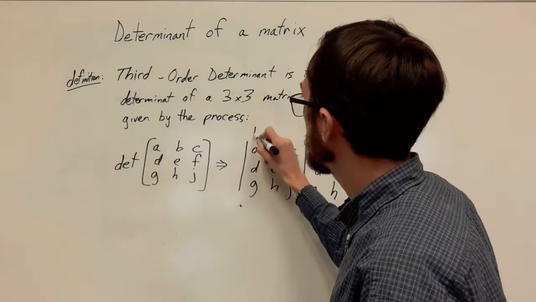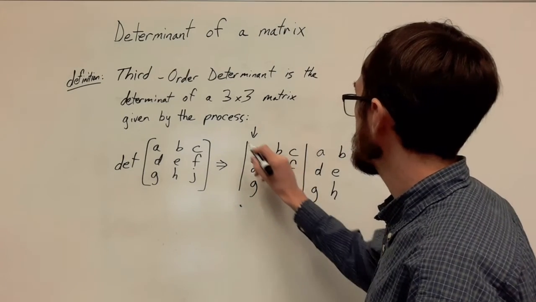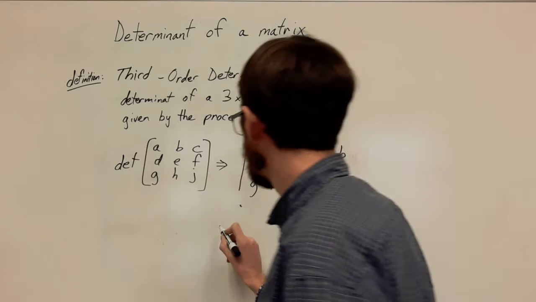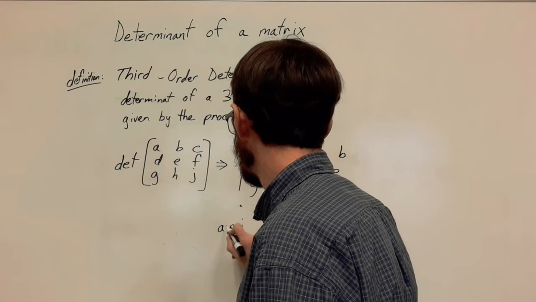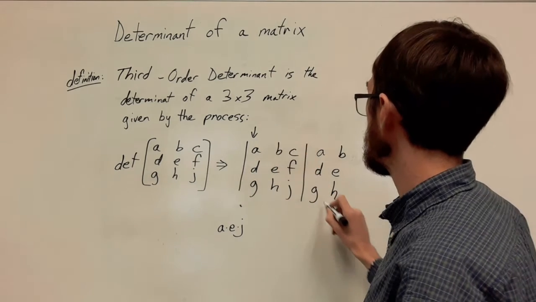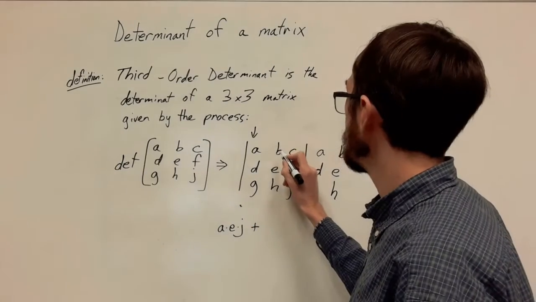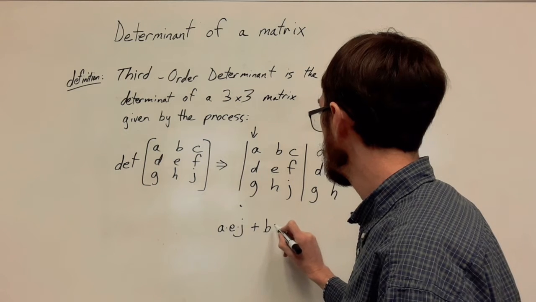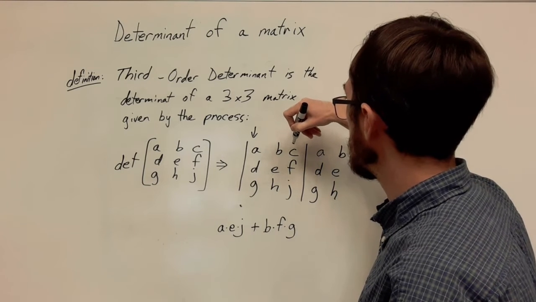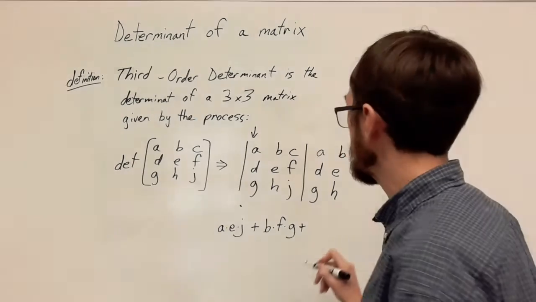So starting up here in the top left-hand corner, once again, we are going to look at the diagonal here. So this diagonal here is going to be a product A times E times J. And then we are going to go to the next letter on the top row and look at the diagonal here. This is going to be added together. So we're adding these products together. B times F times G. And then we're going to go over here to the third column and look at the diagonal here. C, D, H. That will be added in with this product.